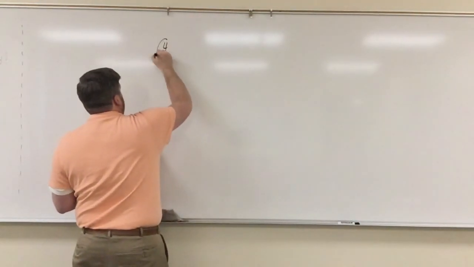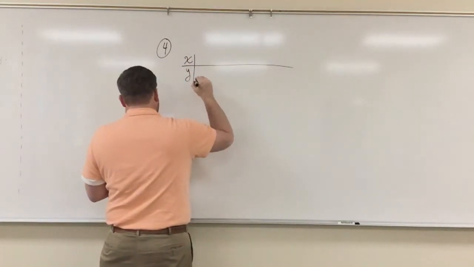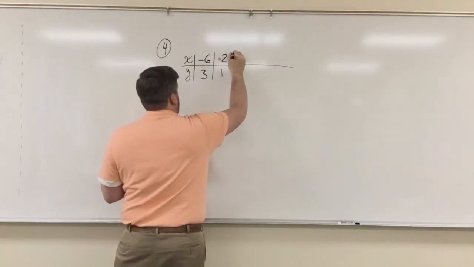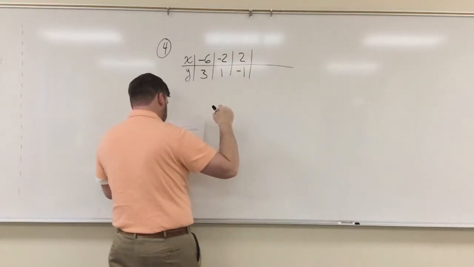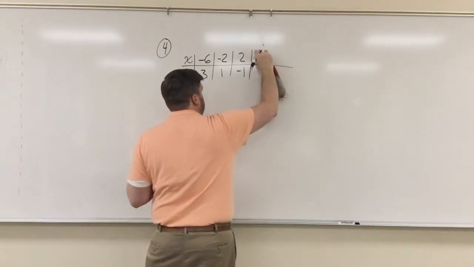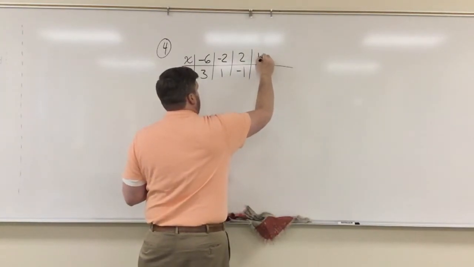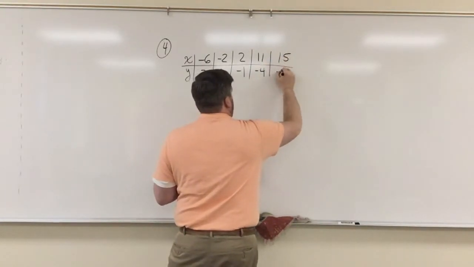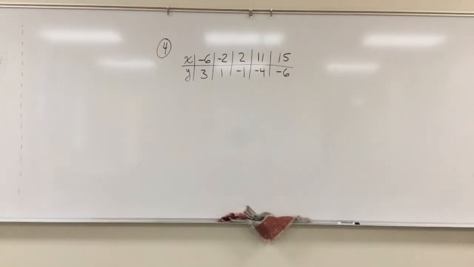Number 4 is -6, 3, -2, 1, 2, -1, kind of weird there for a second. 8, no, it's not 8, that's where I made a change. I think this is 11, -4, and I think this is 15, -6. Let me go look at the digital version. My printed version is out of date.